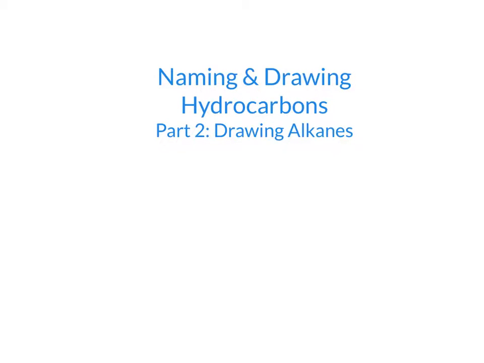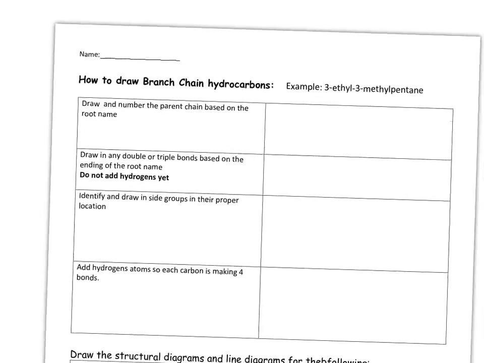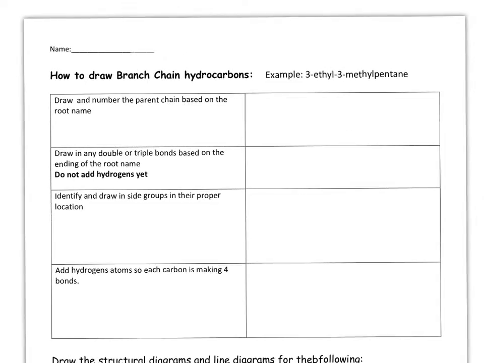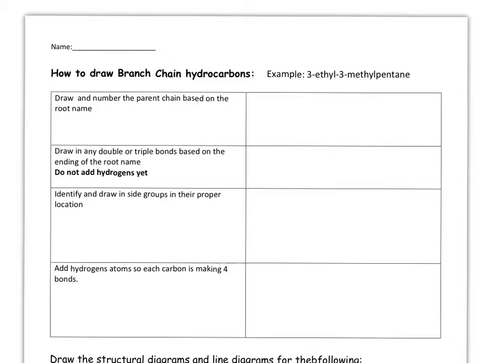This is naming and drawing hydrocarbons part 2, where we're going to talk about how to draw alkanes. To do this lesson, you're going to want the copy of this page from your handout, and we're going to look at drawing 3-ethyl 3-methyl pentane.